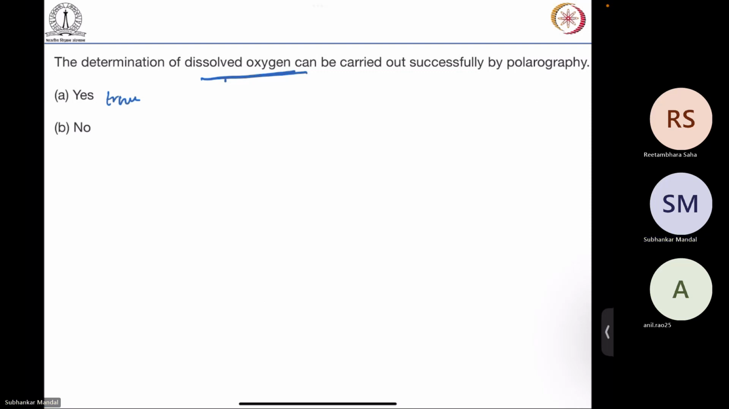True, it can be measured, because when oxygen is reduced to OH minus, a reduction current happens, and then we observe a current value. So suppose this is positive and this is negative, then you will get a polarogram like this.